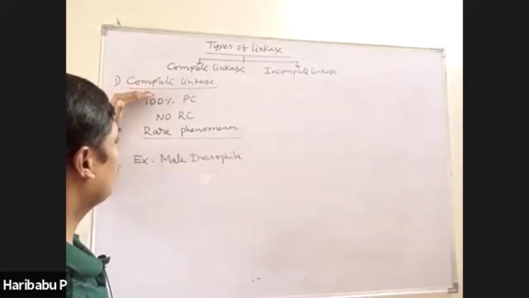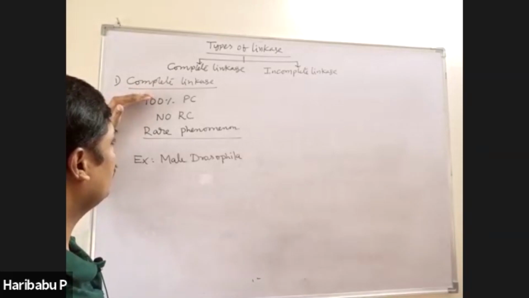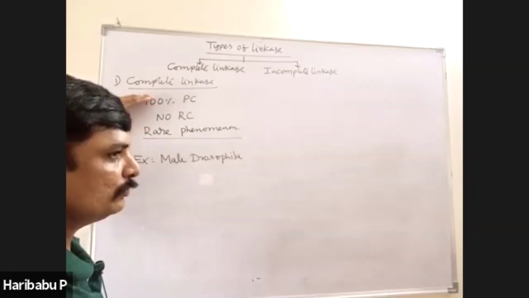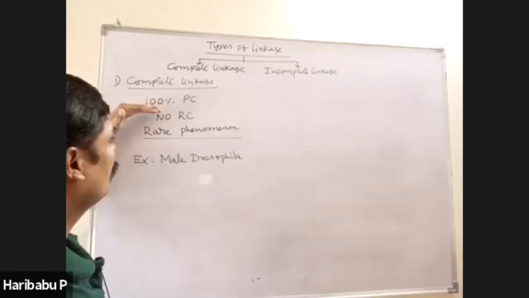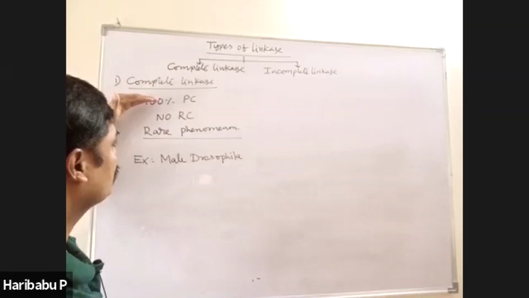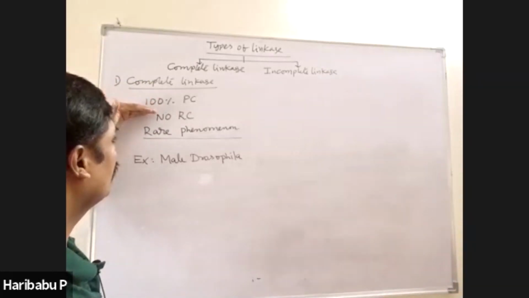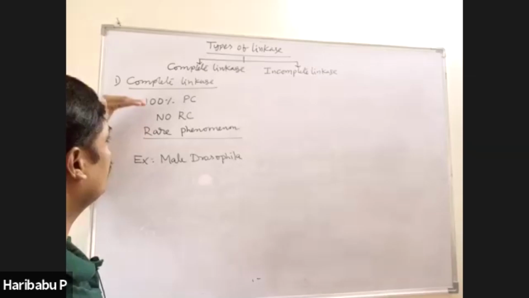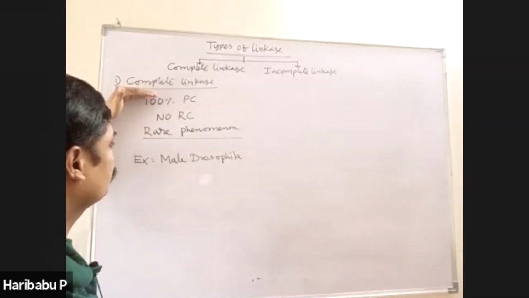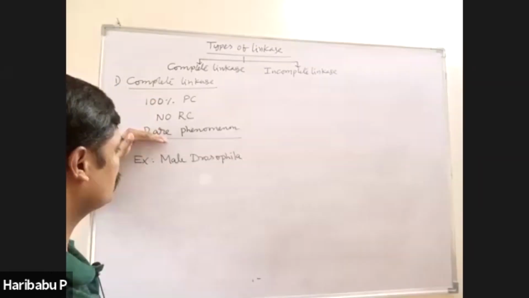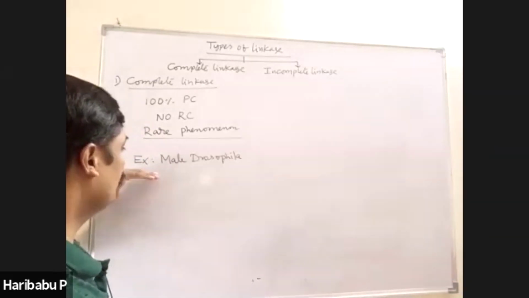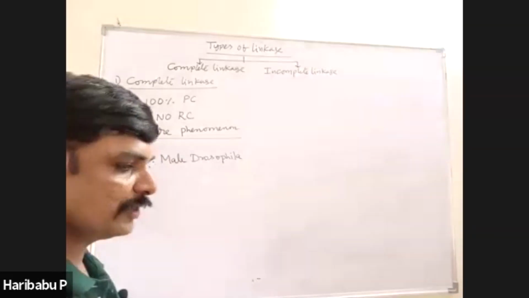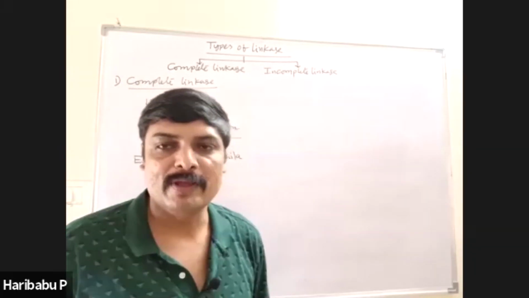What is complete linkage? If genes are tightly linked on the same chromosome, when it is test crossed, only parental combinations are produced and no recombinations, then it is called complete linkage. And it rarely occurs. This is seen in male Drosophila and also in case of female silkworm.